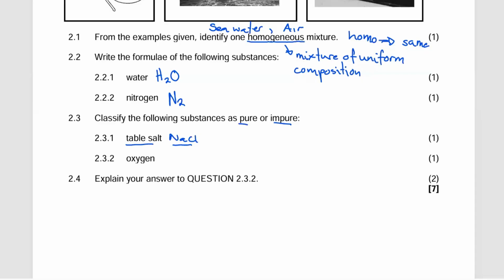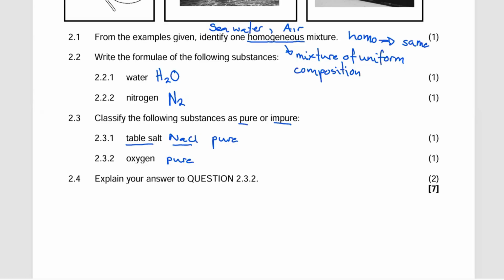NaCl, right? So by definition, generally, a pure substance is a substance that cannot be separated into simpler components by physical methods, right? So you cannot separate these into their components by physical methods, for you to separate sodium and chlorine there, right? So it means this one is going to be a pure substance, right? Okay, then our oxygen again is going to be a pure substance. Okay, then the next option, the question reads 2.4, explain your answer in question 2.3.2.